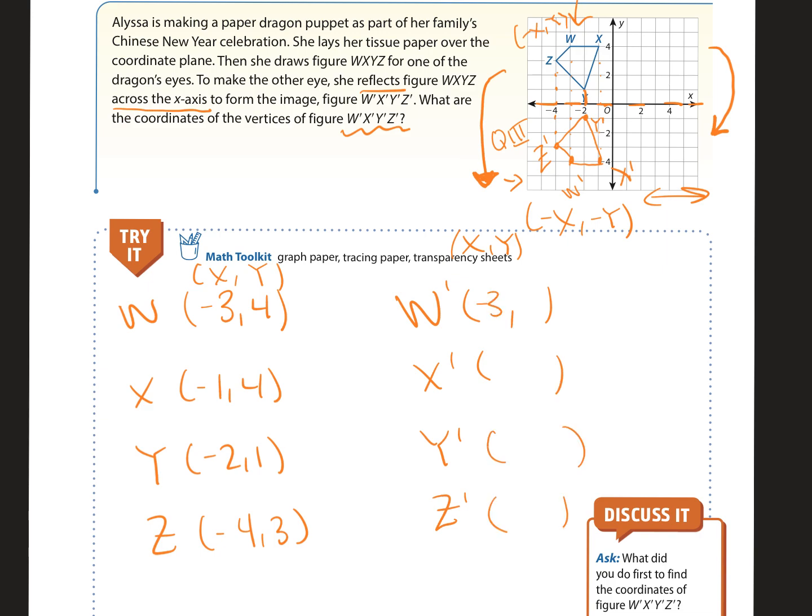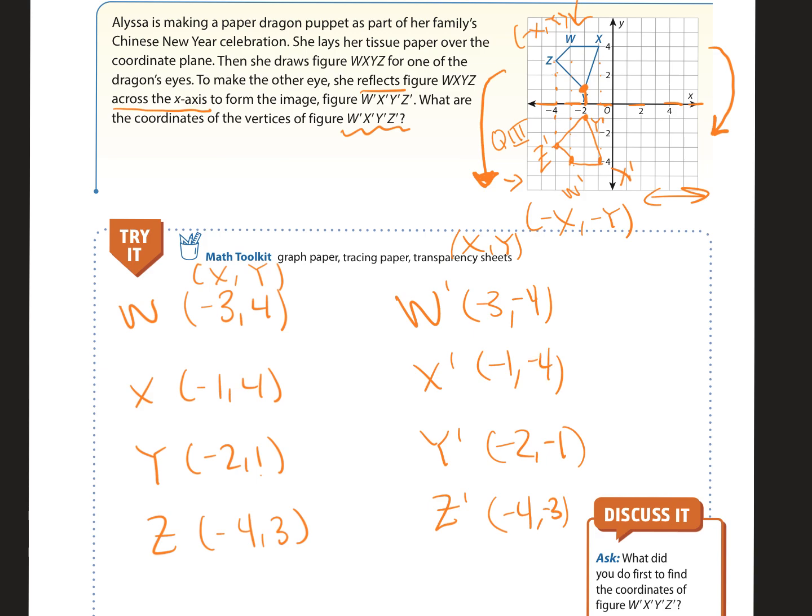So we were at negative 3, negative 1, negative 2, negative 4. Now what happened to our y's? Our y's flipped from the top to the bottom. So for point y, it was at negative 2, 1. And when we flipped it down, it's now at negative 2, negative 1. So it was positive 1, now it's negative 1. For z, it was at 3, now it's at negative 3. W was at 4, now it's at negative 4. X was at 4, now it's at negative 4.